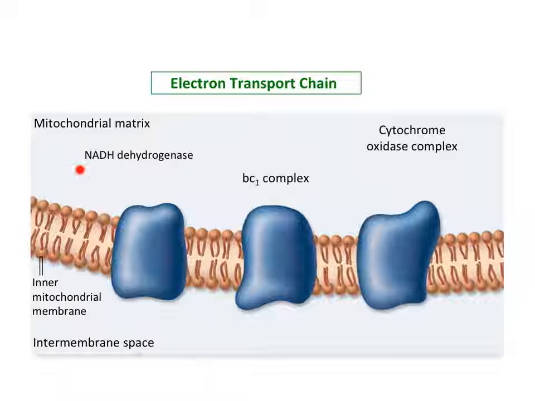You don't need to remember the names of these proteins, but you need to know there are three. The main one is called the NADH dehydrogenase, because this is the one that removes the pair of electrons from NADH, and also NADH is restored back to NAD+ once those electrons are removed. The BC1 complex and the cytochrome oxidase complex is the last protein in the transport chain.